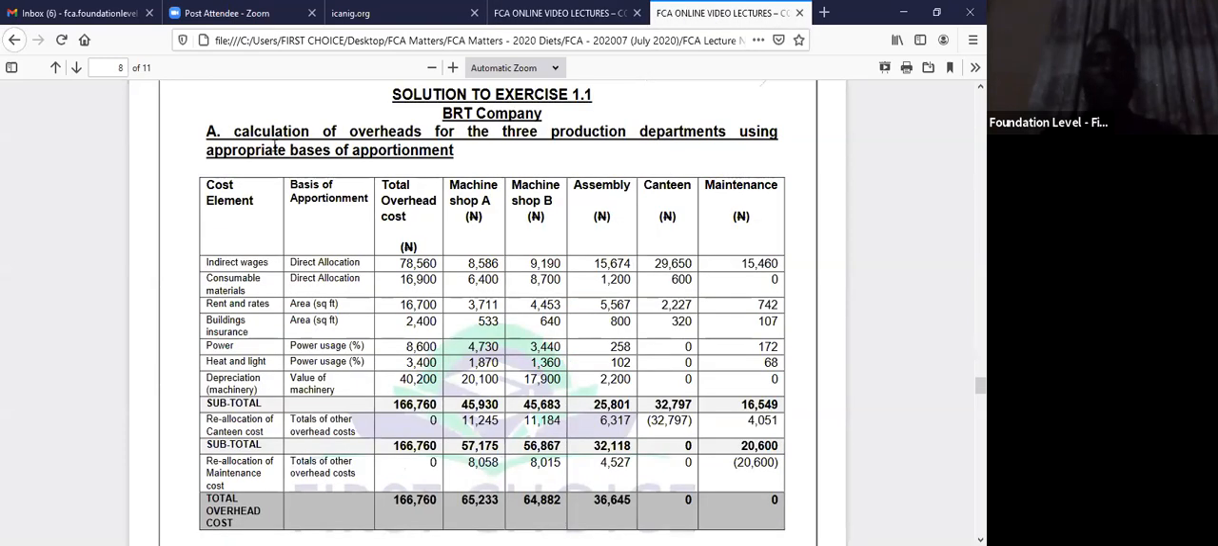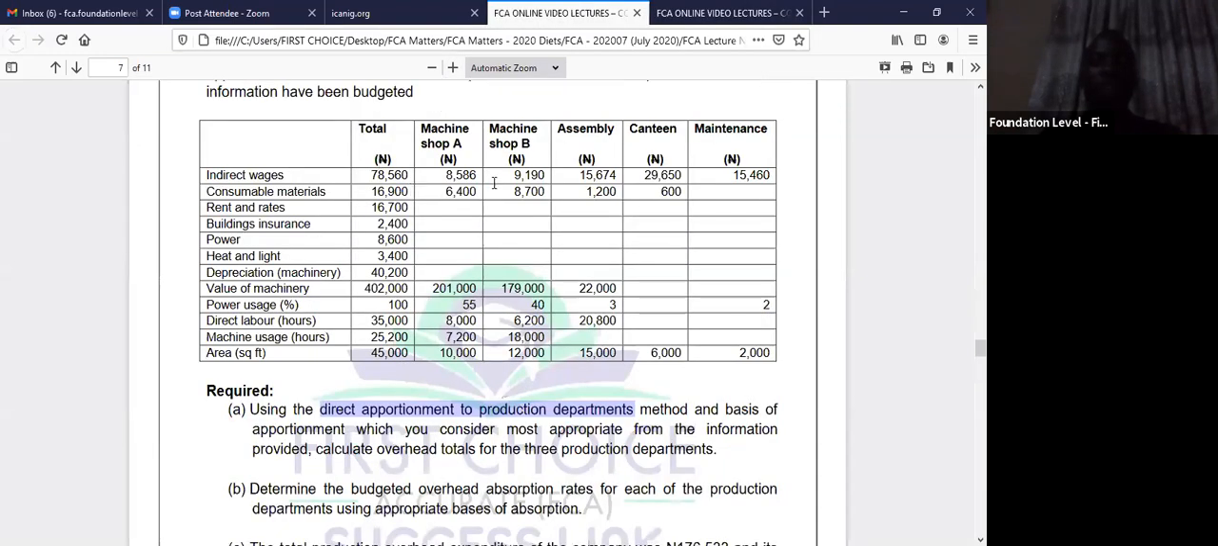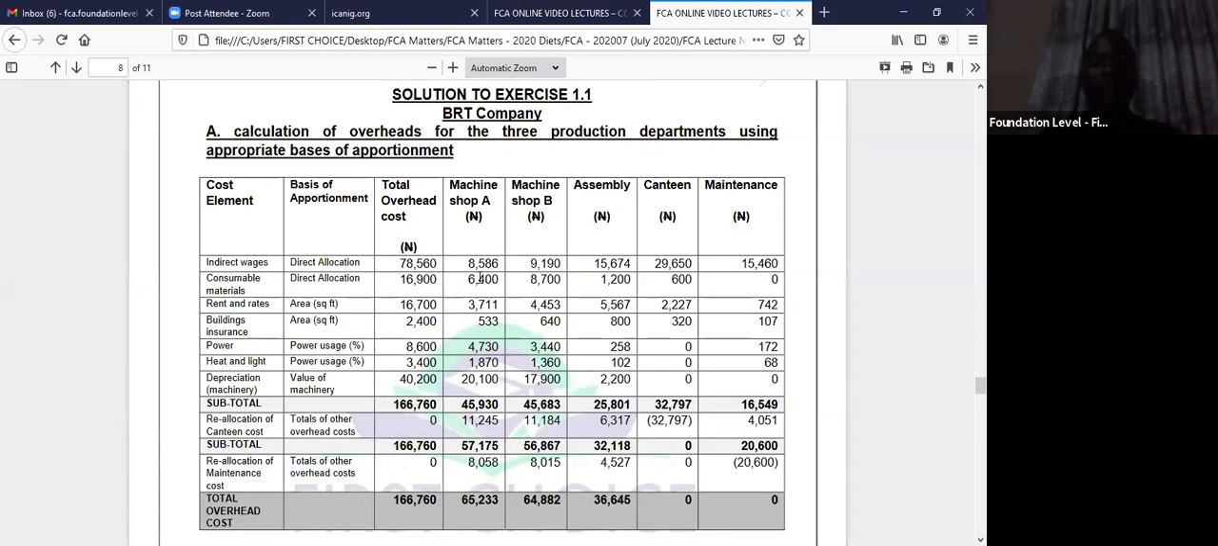And so we look at this cost element, basis for apportionment, we say direct allocation, and we just copy and paste. The second one too is another copy and paste because it has been directly apportioned. We do the copy and paste. Okay? Now what about the third one?